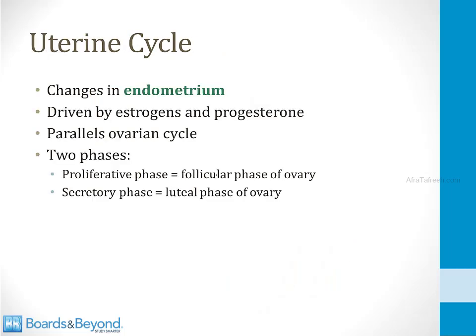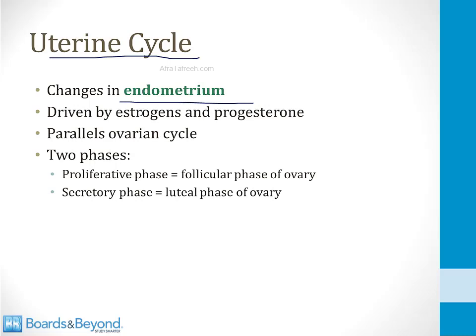So everything I've talked about up to this point are the changes in the ovaries during the menstrual cycle. Now I'm going to talk about the changes in the uterus during the menstrual cycle. This is sometimes referred to as the uterine cycle. These are changes in the endometrium, which is the endothelial layer of the uterus that sits on top of the myometrium, which is a smooth muscle layer.